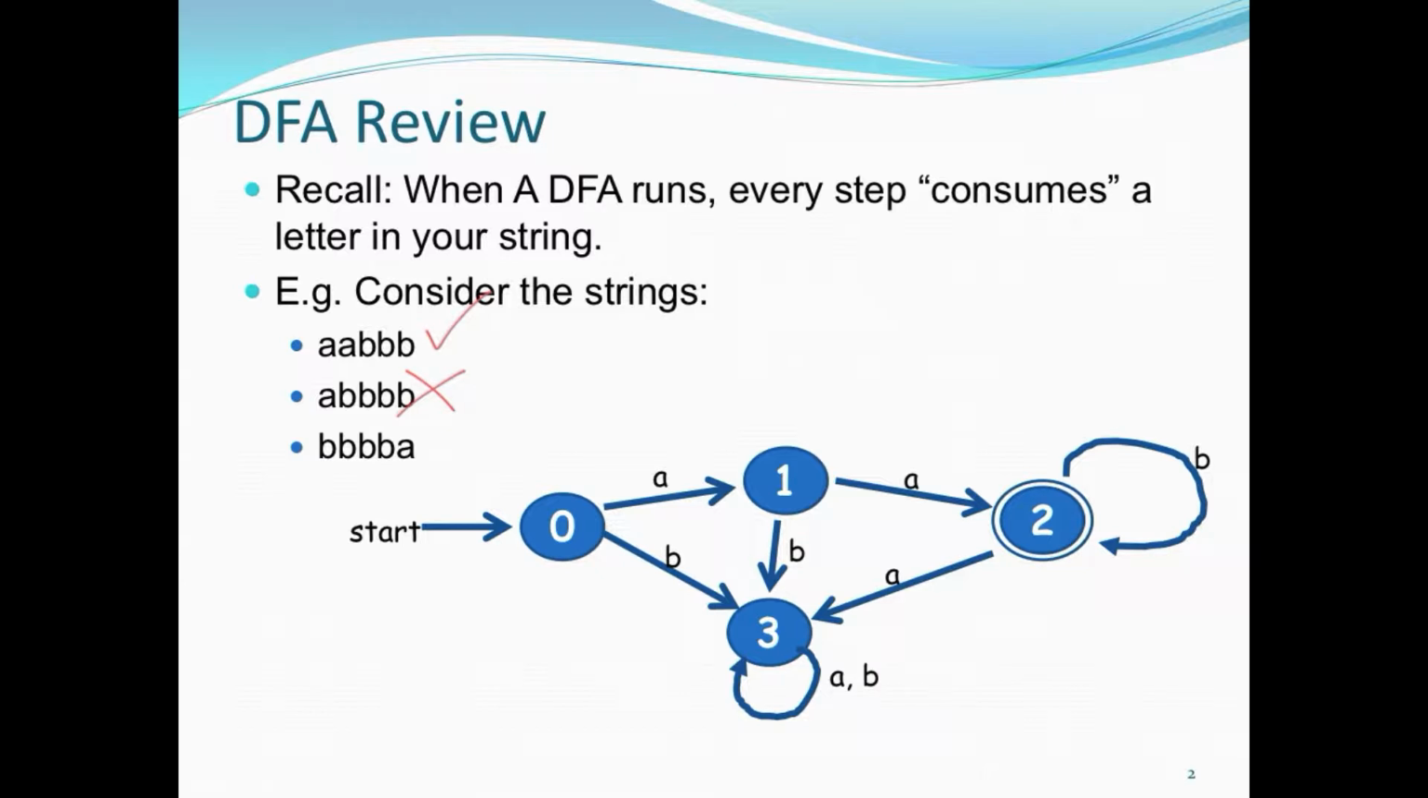And similarly, let's do that last string. Here's our B. We follow that down. The next B, we're in this trash state, right? So we're not getting out of here. Another B, then the A. So we end up at state 3, and state 3 is not an accept state, so that last string is not in our language.